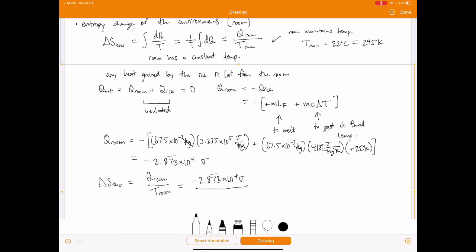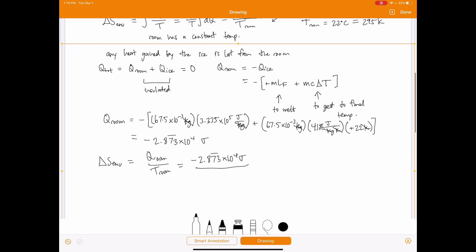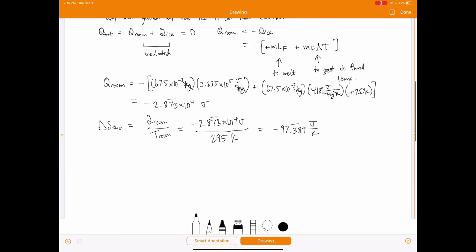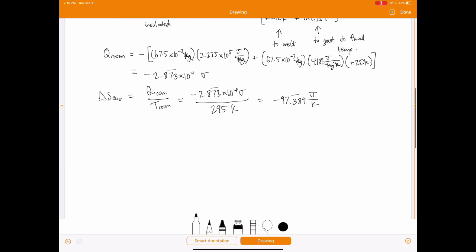And of course, when we divide out the temperature, when we calculate an entropy change, that must be in Kelvin. So remember, the temperature of the room is 295 K. And if you do that calculation, you're going to find that it comes out to minus 97.389. Keep 3 sig figs on that, joules per Kelvin. Okay, so let's do the entropy change of the universe.